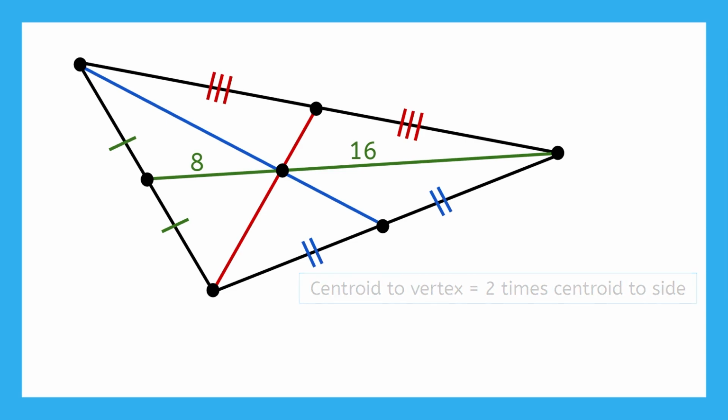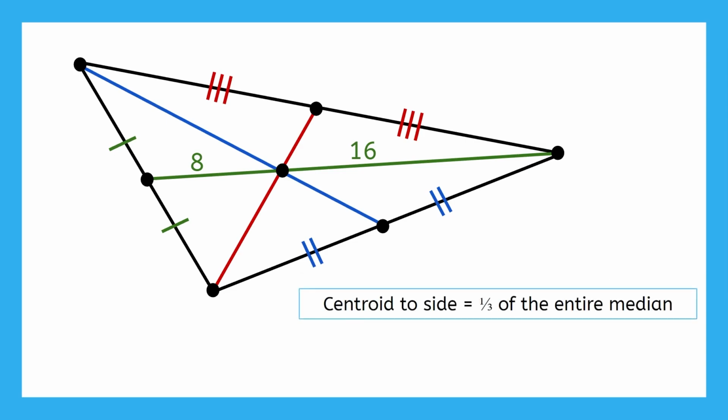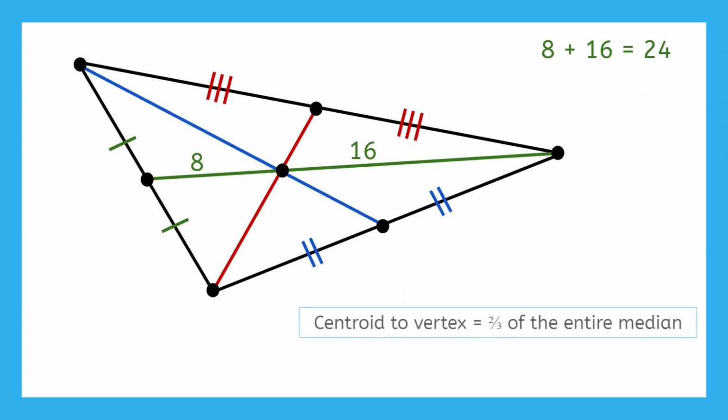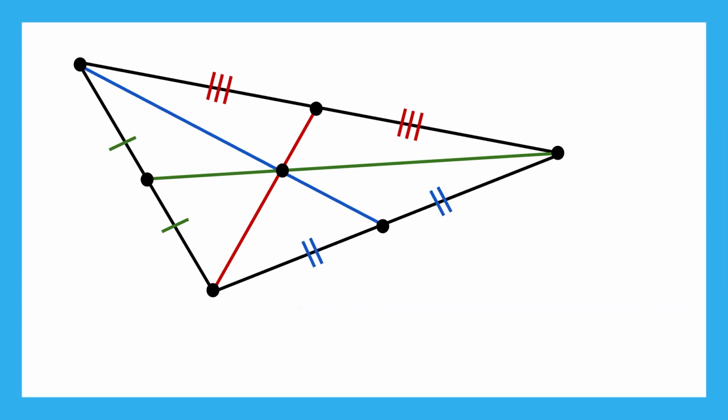We can also think of the segment from the centroid to the side as 1/3 of the entire median. In this example, the entire median going from the vertex to the opposite side is 24. And 8 out of 24 is 1/3. And the segment from the vertex to the centroid is 2/3 of the entire median, since 16 over 24 simplifies to 2/3. These relationships will be very useful in this lesson. And the same relationships exist with the other medians as well.